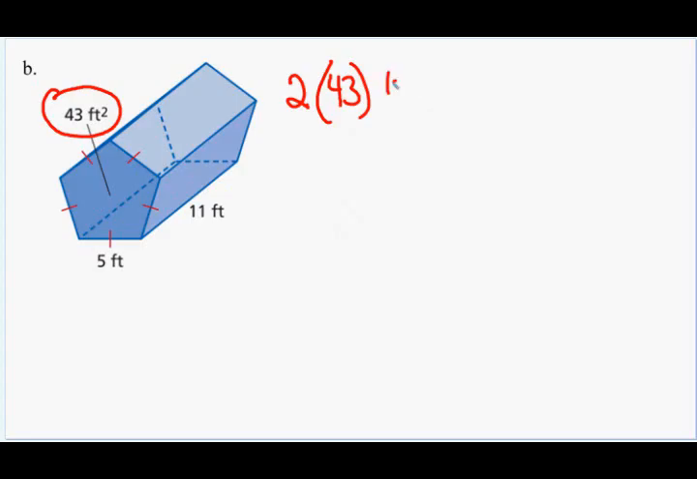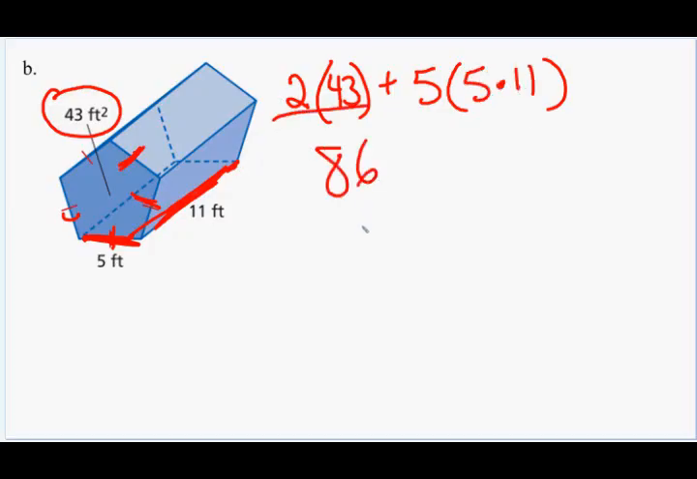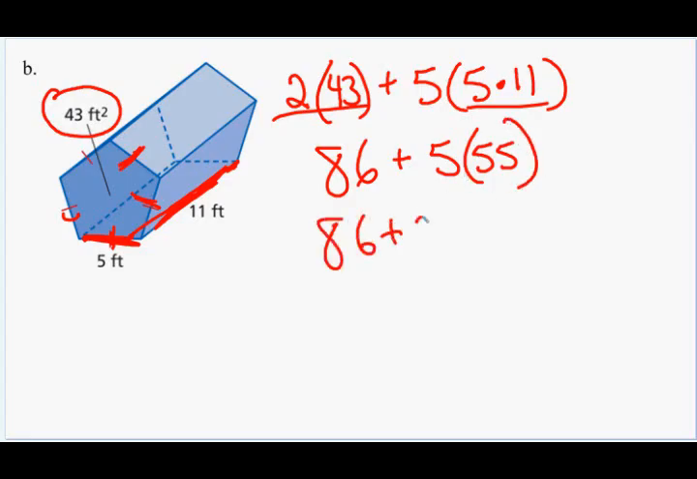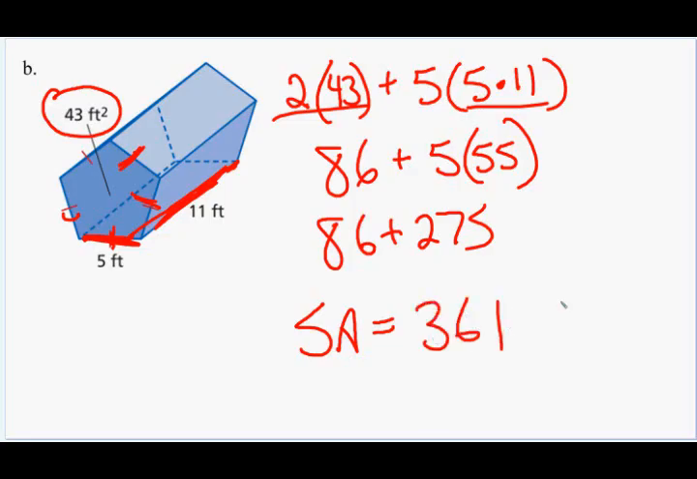Now, this pentagon has 5 sides. And we're going to have 5 sides, and each side is a rectangle of 5 by 11. So 5 by 11. 2 times 43 is 86. And then 5 times 11 is 55. So we're going to have 5 times 55. So that's 86 plus 275. And if we add that up, our surface area of this shape is 361 feet squared.